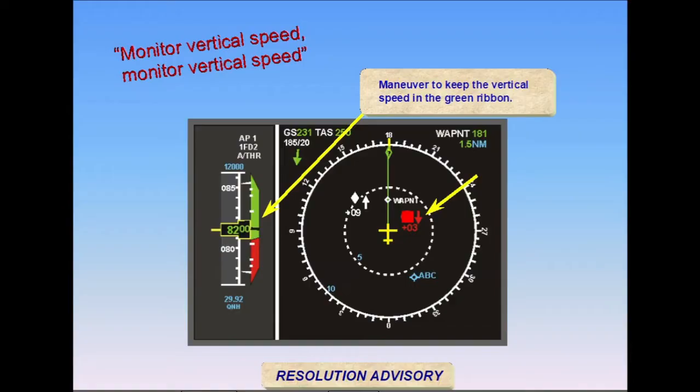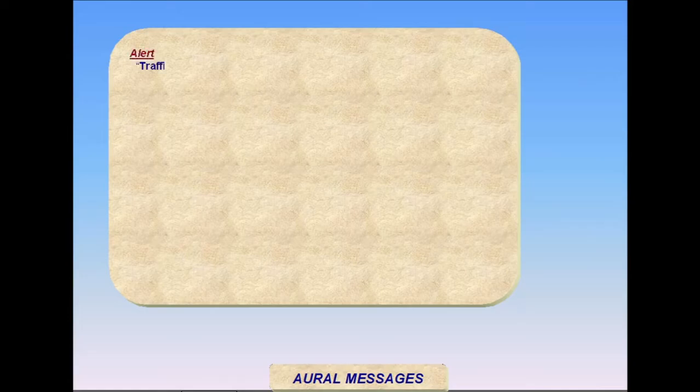Note the proximate traffic symbol at 11 o'clock within 6 miles. The TCAS-2 system uses standard TCAS oral messages. "Traffic, traffic" is the TA alert message. The following messages require response within 5 seconds, using a smooth 0.25 G pitch rate, a typical instrument flight maneuver.